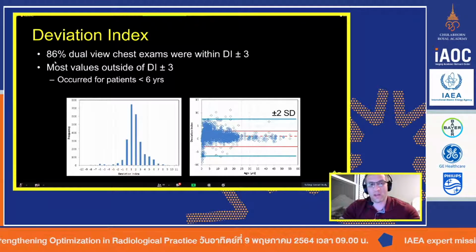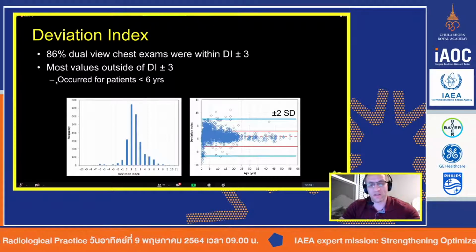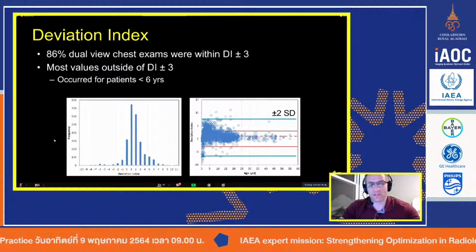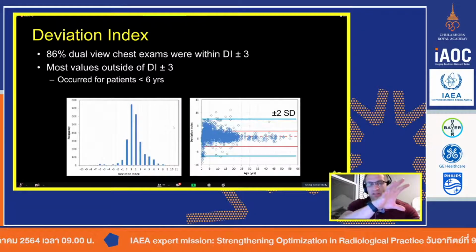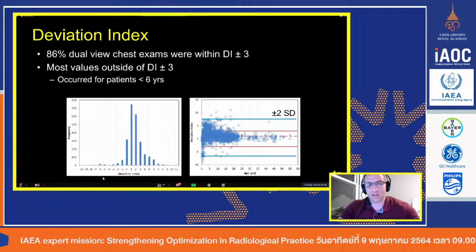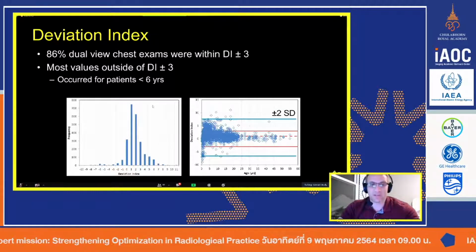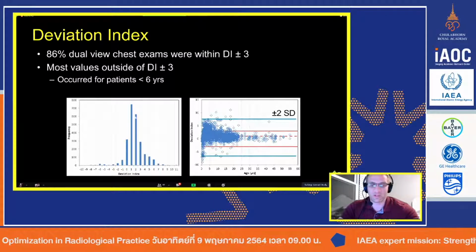And what ended up happening is we were looking at our chest AP/PA. So this is that weird little hump that you saw in my patients. We looked at intrinsic skin dose as a function of age. Well, this is a plot of, the first here on the left is deviation index and frequency. So this is just a normal histogram plot.